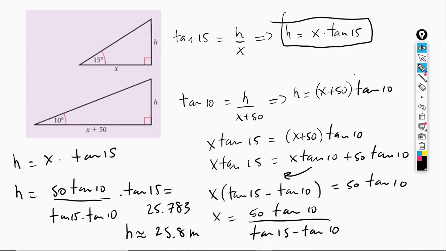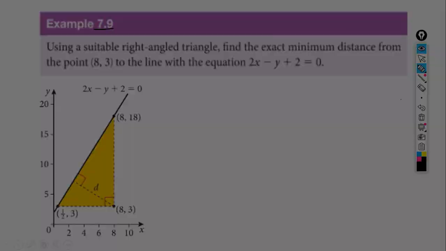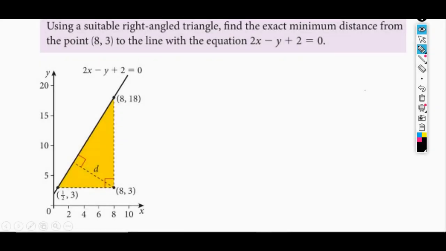25.8 meters. Very well. So here we are in example 7.9, which will be the last one on this video. It says, using a suitable right-angled triangle, find the exact minimum distance from the point (8, 3), this one here, to the line with the equation 2x minus y plus 2 equals 0. So this linear equation here, this line.